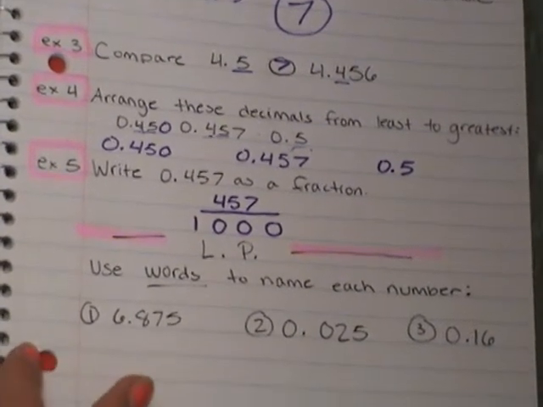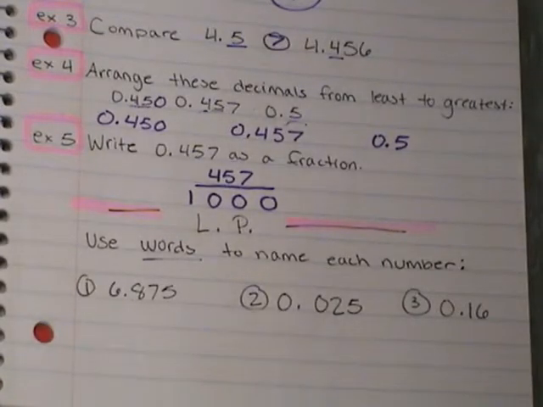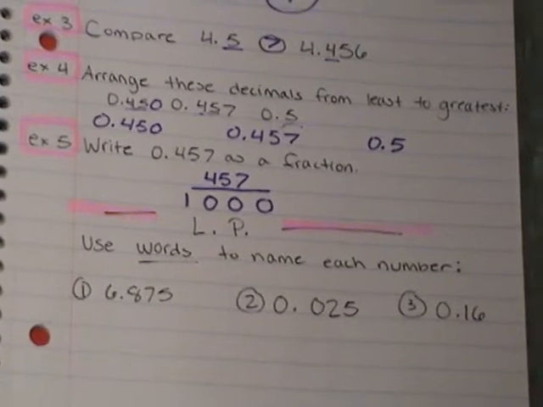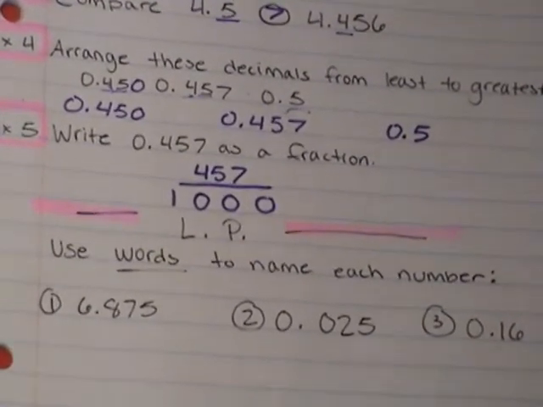And your lesson practice is this: 3 problems. Use words to name each number. Make sure that you can see them. And then we will check these.